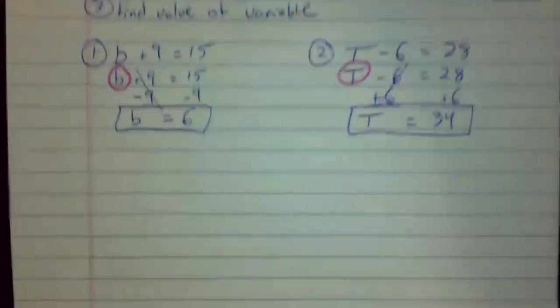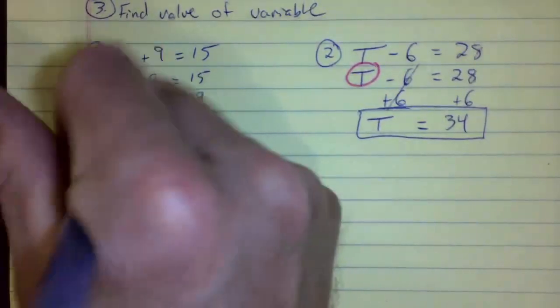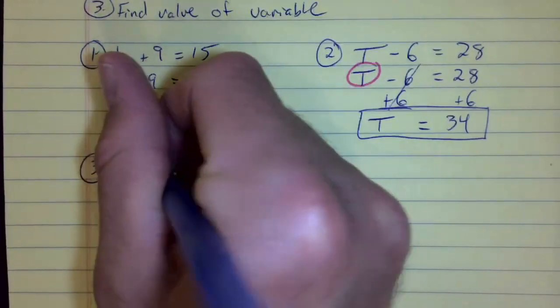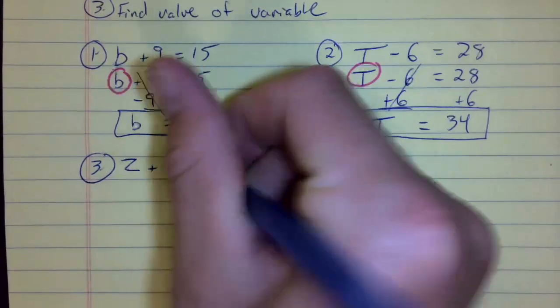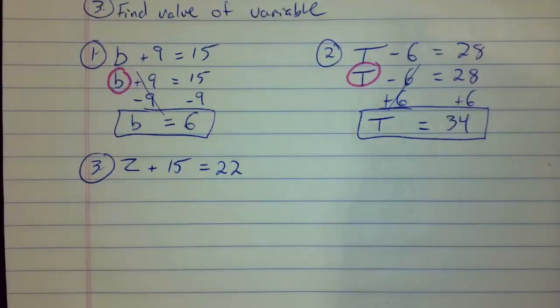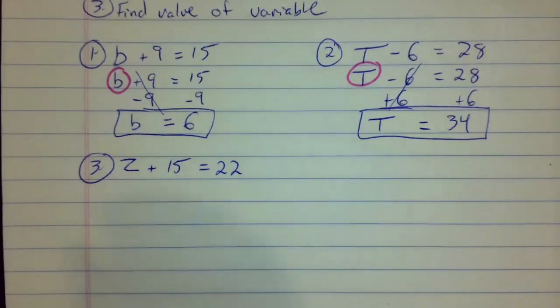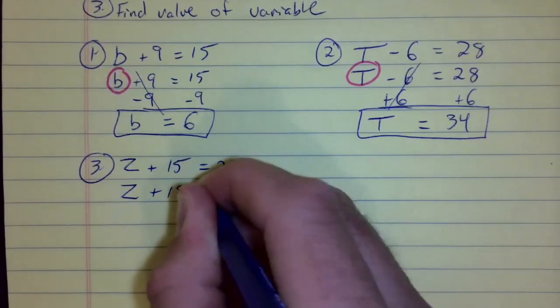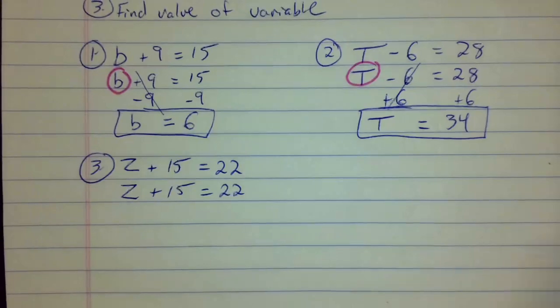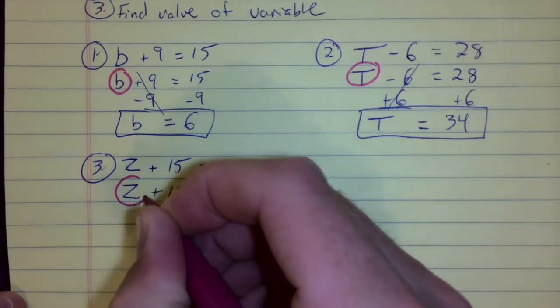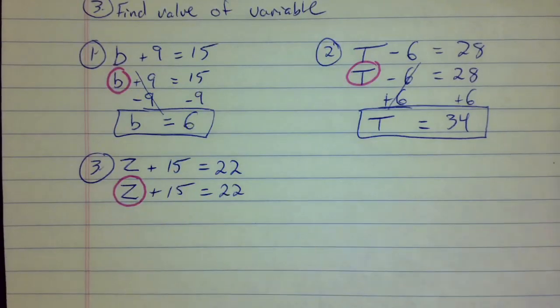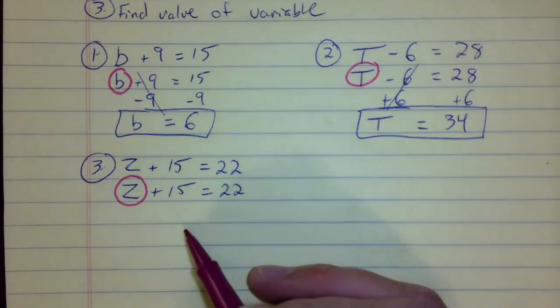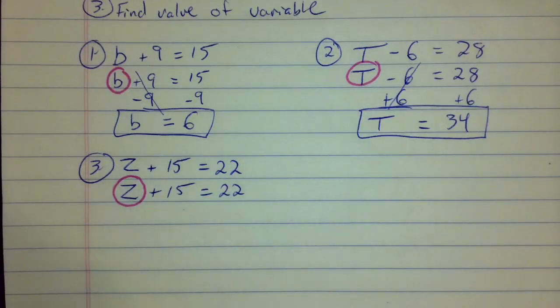Let's see another one. Number 3 is z plus 15 equals 22. All right, so step 1 is just to rewrite that equation. Rewrite the equation and circle that variable. So we're going to circle z. Circle z. We're trying to get that by itself. And the reason why we're using one line per step is so you can see what we're doing each step of the way.